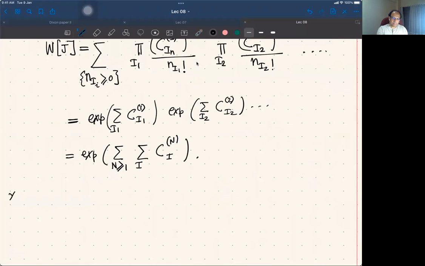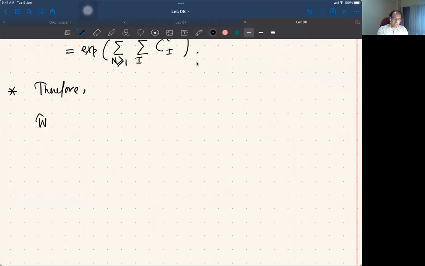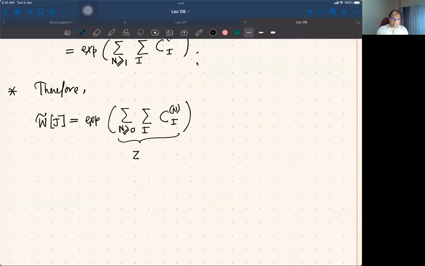Therefore, the final form looks like this. W tilde j is given by the exponential of the sum over n greater than or equal to 0, sum over I, of C_n^I, and this you can call z tilde of j. So W tilde j is equal to exponential z tilde of j, where z tilde of j has all sorts of connected diagrams only. Only C's appear there, the sum of all the connected diagrams.